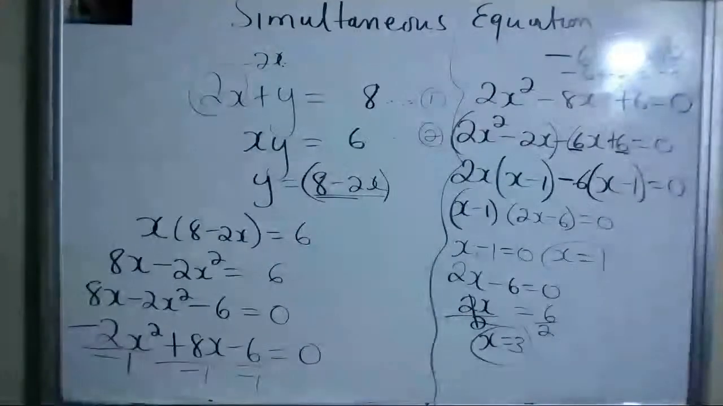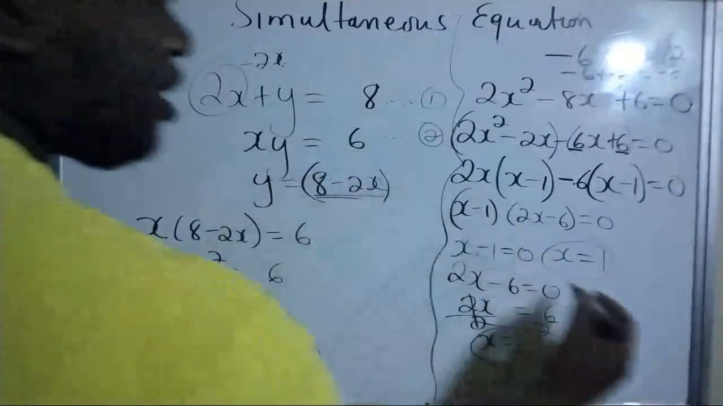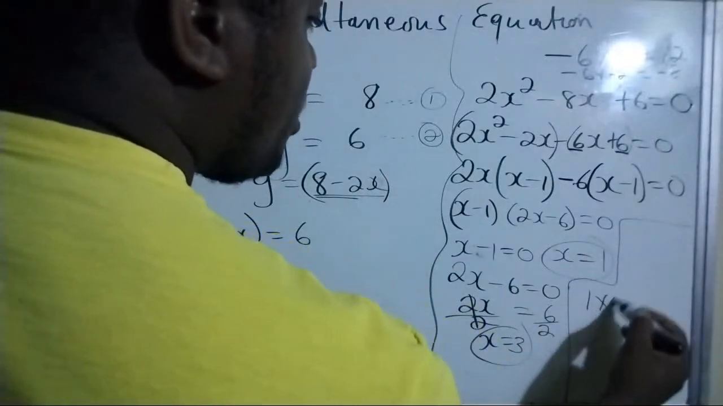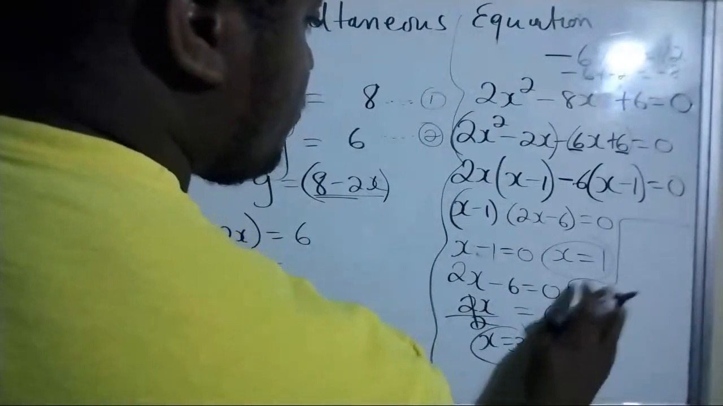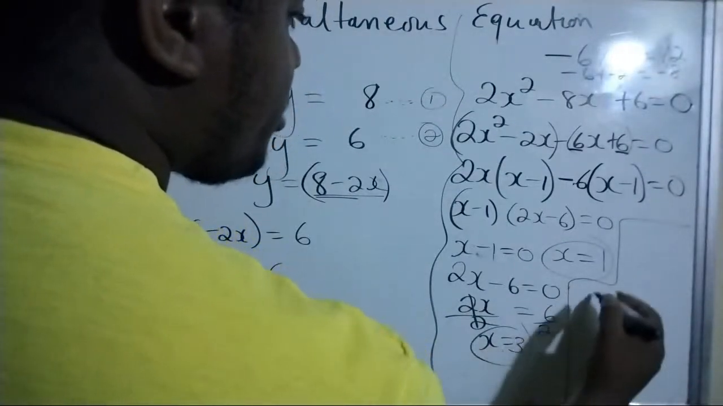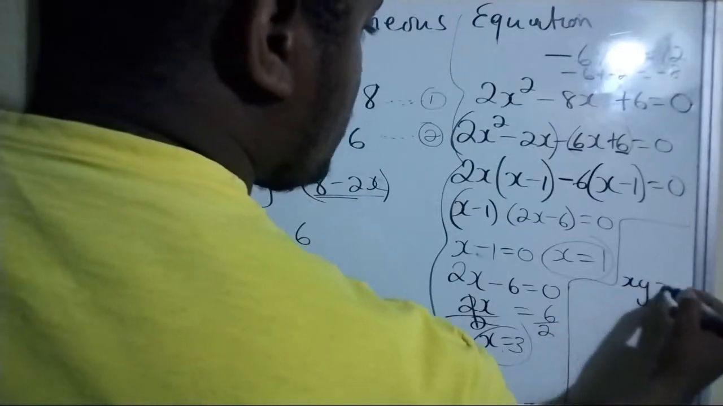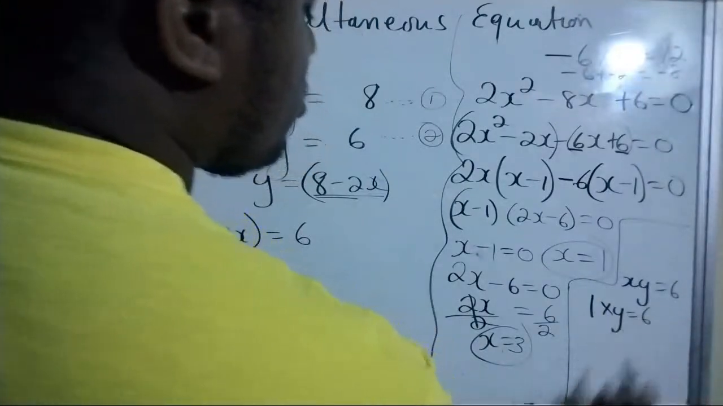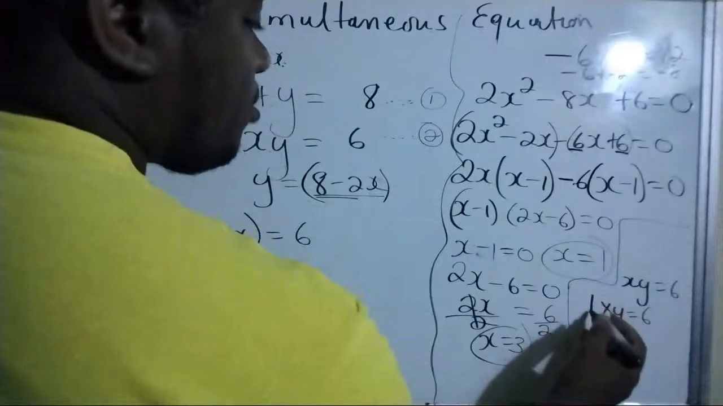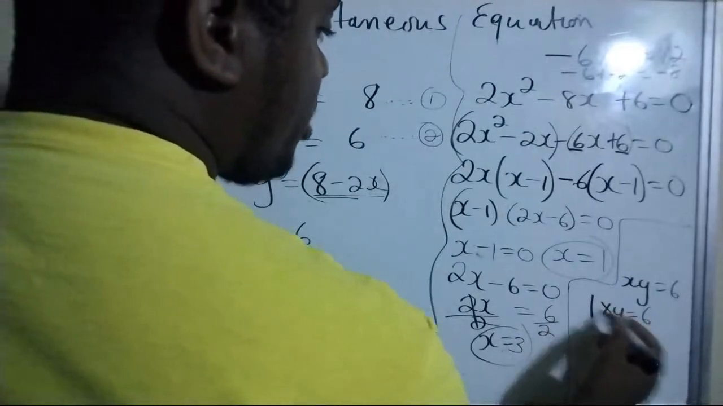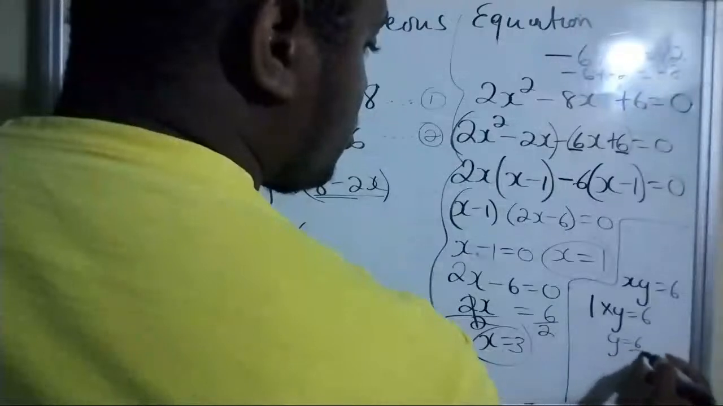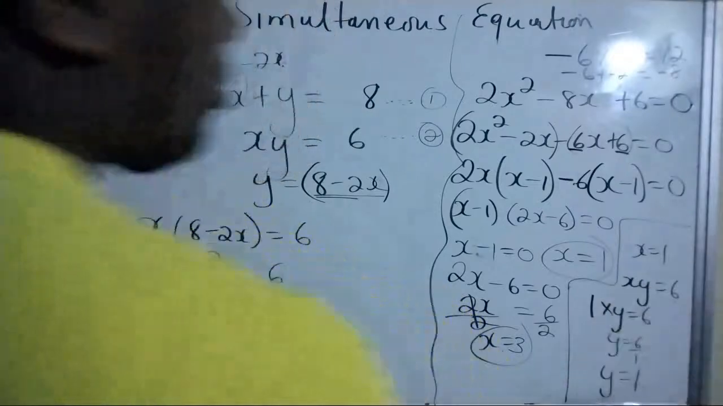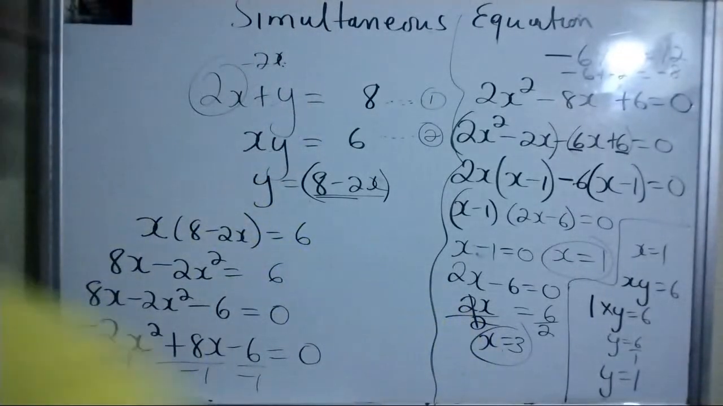So when x is 1, what would y be? We can find that easily by saying 1 times y equals 6. So we have xy equals 6. When x is 1, 1 times y equals 6, so we just divide by 1. So y equals 6 divided by 1. So when x is 1, y is going to be 6.